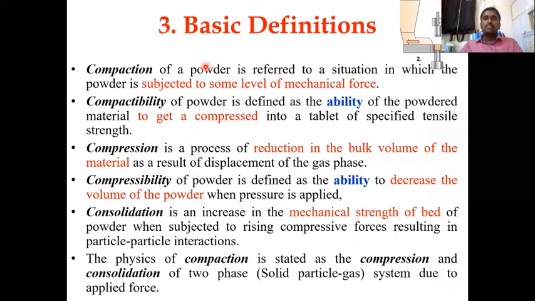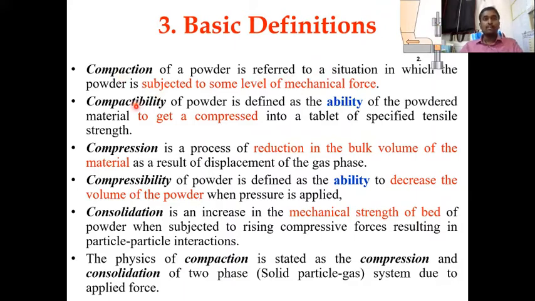So what is the basic definition Heckel gives for compaction? What is the meaning of compaction? Compaction of a powder is defined as a situation in which the powder is subjected to some level of mechanical force. For all these definitions, only look into this diagram which we saw in the process of tablet compression. Compaction is nothing but the powders facing some mechanical force to compress. The mechanical force here is the force offered by the upper punch, so that the powder is subjected to a situation called compaction.